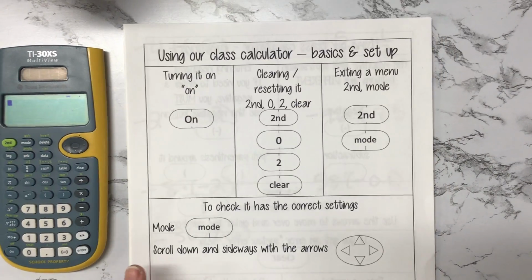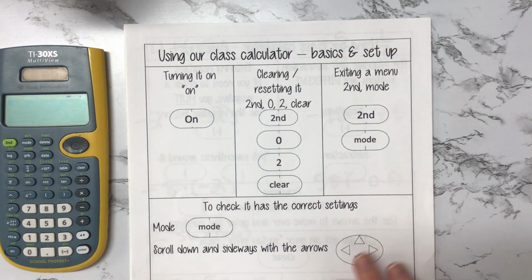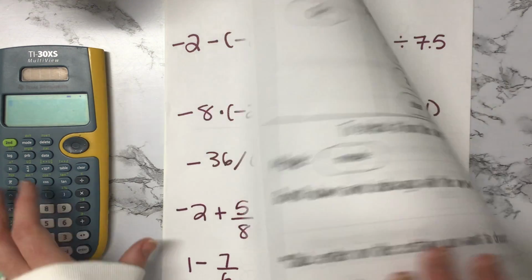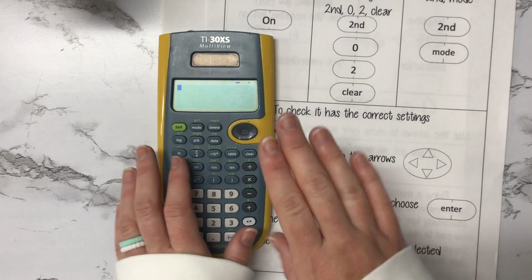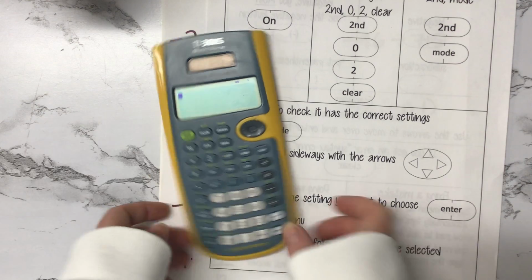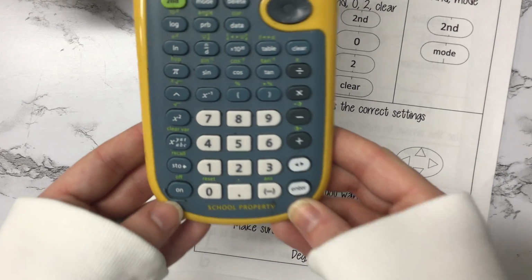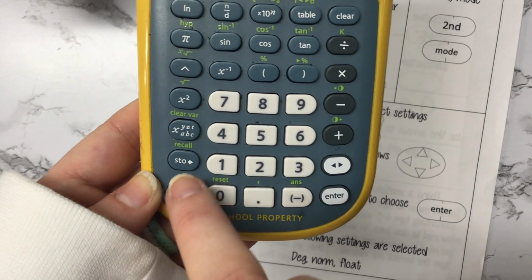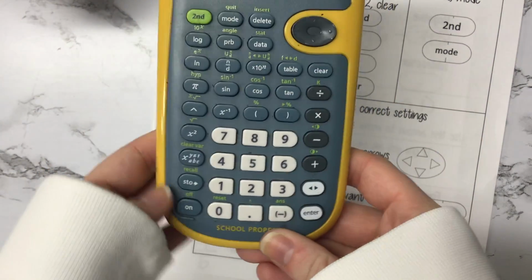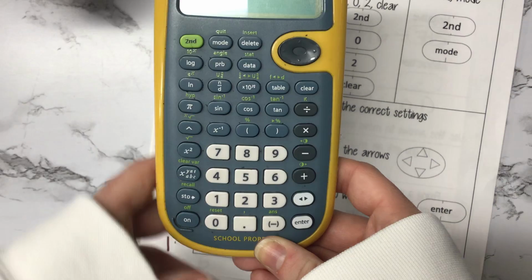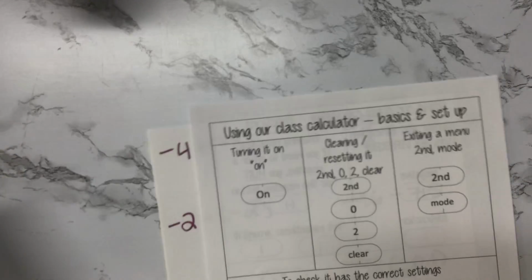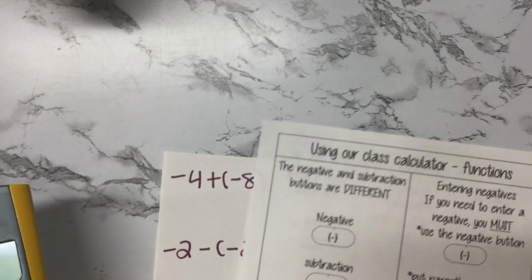Okay, so this front page is all about how to turn it on, basics, and setup. I guess I didn't go over it on the page, but how to turn it off. Do you see how the on button, right above it, says off in green? So I'm going to hit second, the green button, and then off, and it turns it off. Okay, all right, let's practice using it.